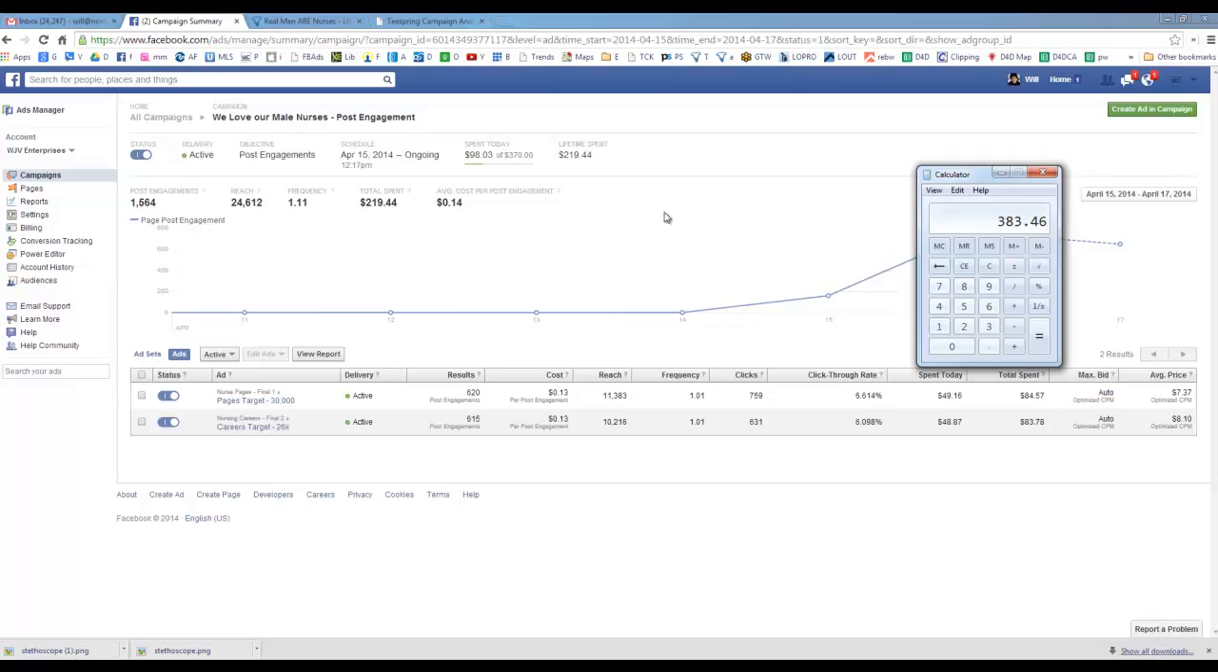And so basically, if we subtract the 383 from the 219.44, that's our total profit in about 48 hours. So we've spent $219 to make $164. Not ideal. Usually this number should, at this point, be double this.